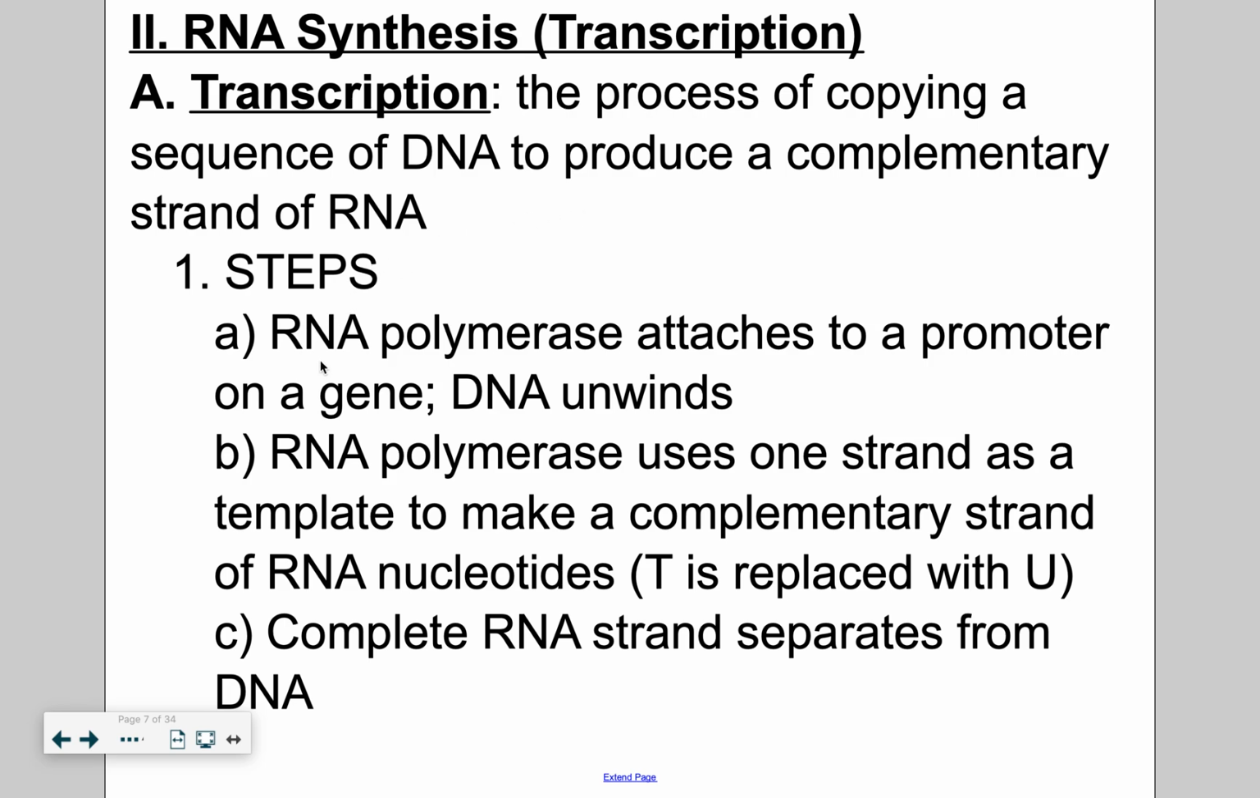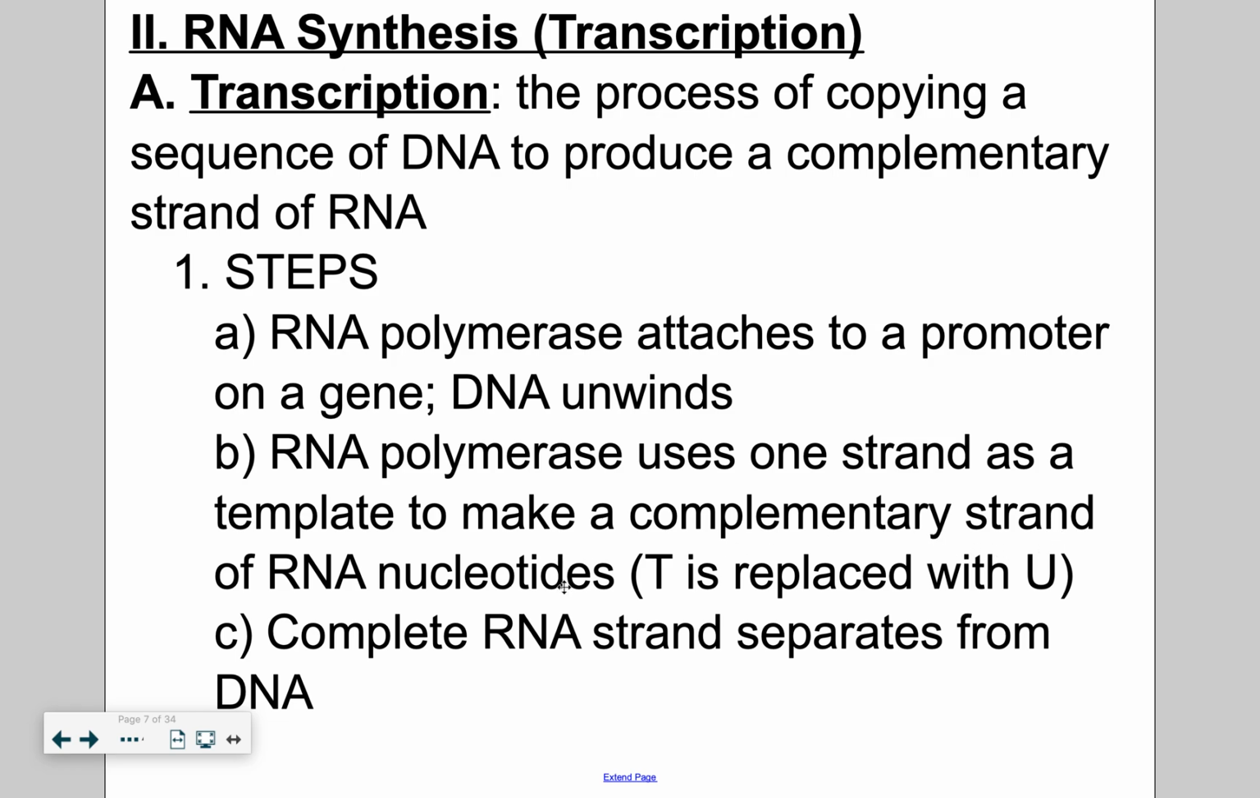First off, RNA polymerase. Okay, RNA polymerase, not DNA polymerase like in DNA replication. RNA polymerase attaches to a promoter on a gene and the DNA unwinds. And then this RNA polymerase is only going to use one strand as a template to make a complementary strand. Because remember, mRNA, RNA here, is a single-stranded molecule. So there's no purpose to read the other strand.